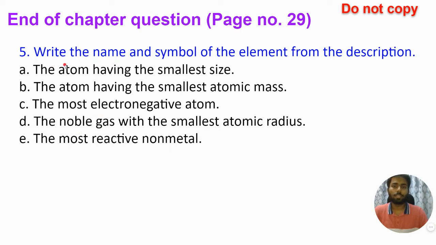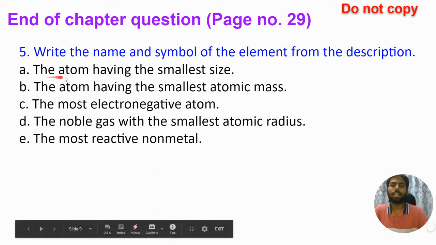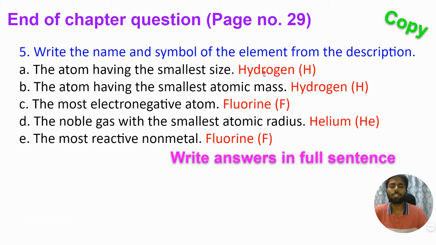Write the name and symbol of the element from the description. They have given the description of an element. So from the description, you have to write the name of that element and the symbol of that element, both. Let us see the answers. The atom having the smallest size. This is a very simple question. The atom having the smallest size is obviously hydrogen. Next, the atom having the smallest mass, because hydrogen has only one proton and one electron, no neutrons. That's why it is also the lightest element. Smallest atomic mass means the lightest. The weight is the least. Which element will have the least weight?